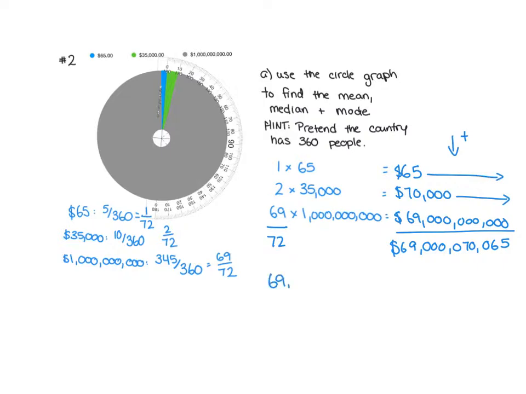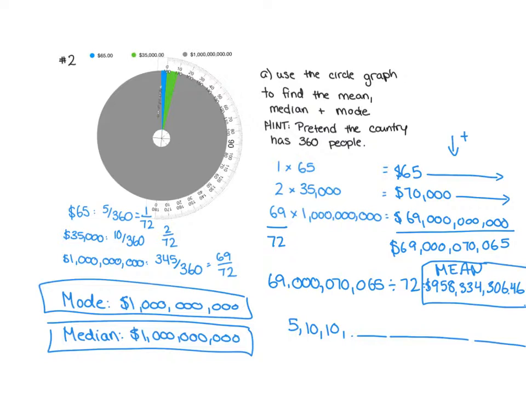So we would need to go 69,070,065 divided by 72, and I'm going to rely on my calculator for this one. So that's going to give us 958,334,306.46. I have rounded to the nearest cent. So this will be our mean.